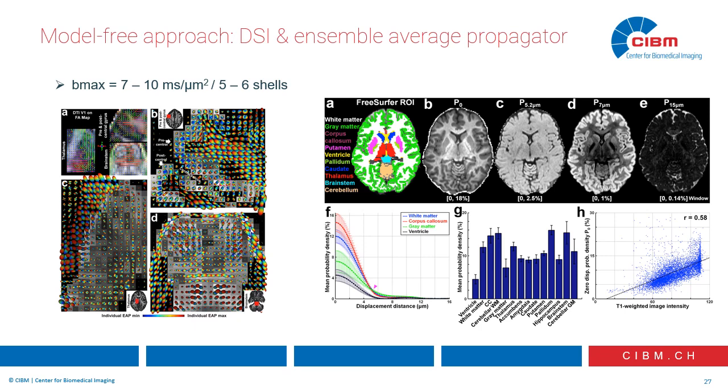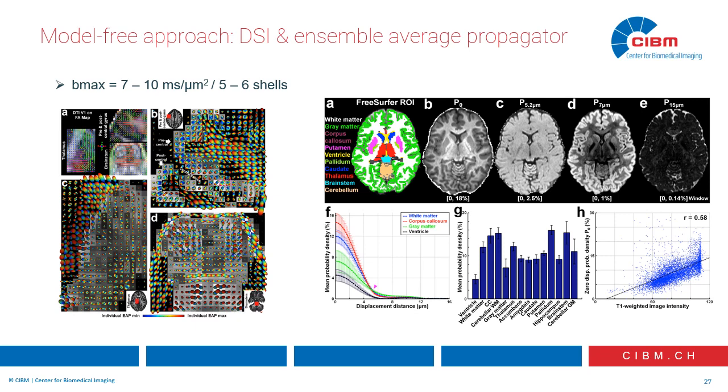And so I just want to showcase this recent study here where they were going to maximum B values of between 7 and 10 and acquiring 5 to 6 shells, doing the ODF reconstruction. So you can see even in very complex areas such as the thalamus or the brainstem, you can really retrieve interesting features about bundles and orientations inside each voxel.